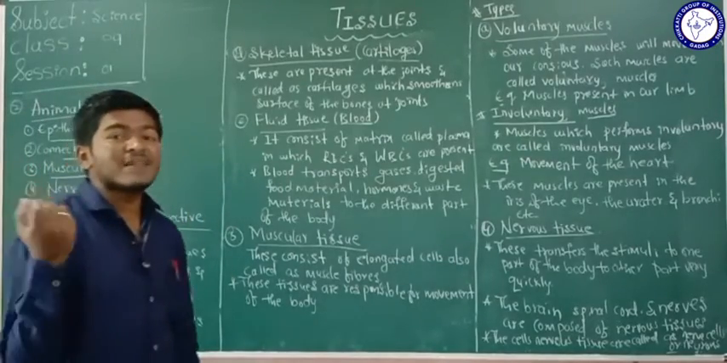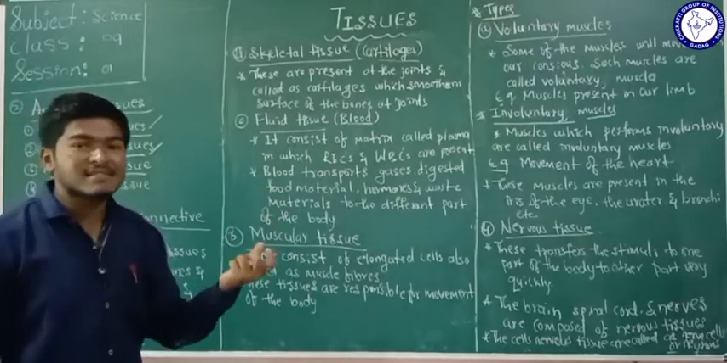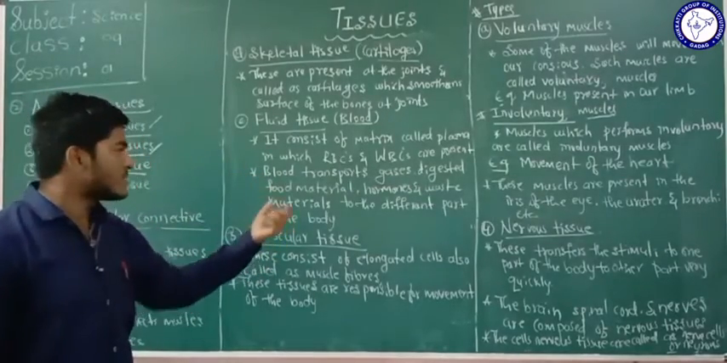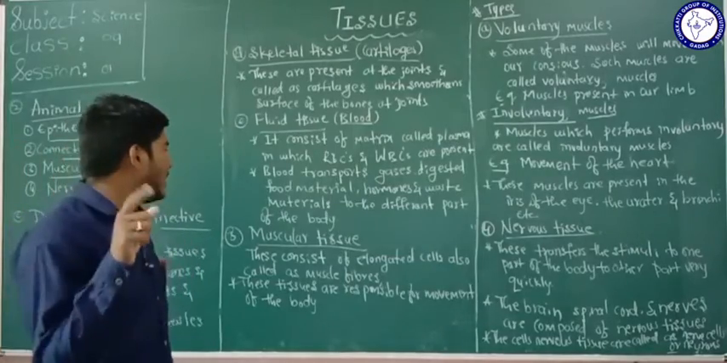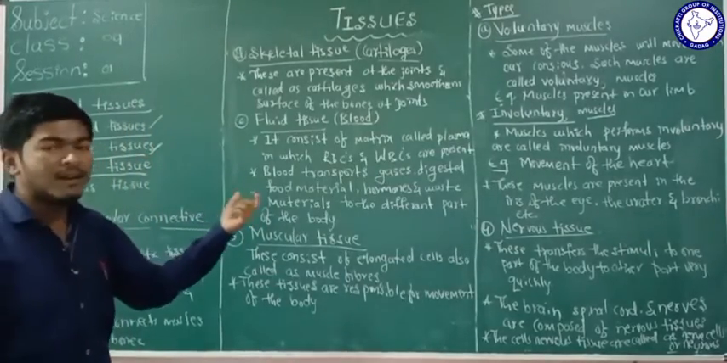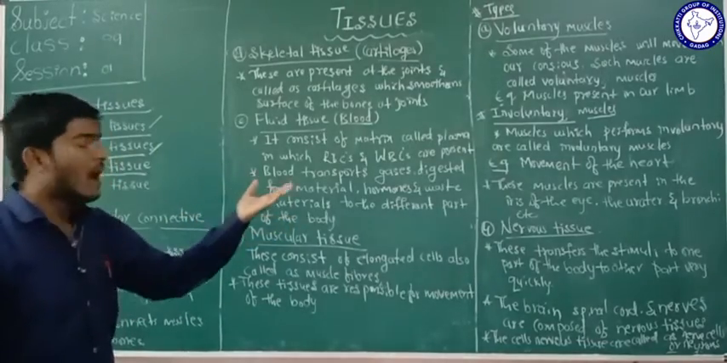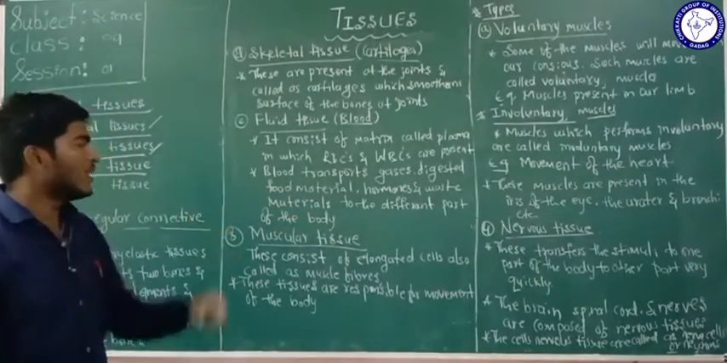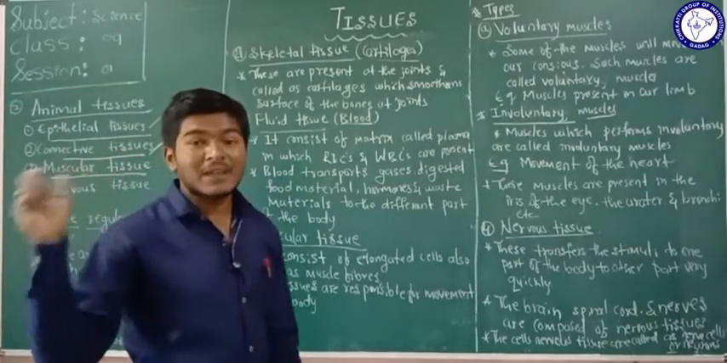What is the function of the blood? As I told already, the blood transports gases, digested food materials, hormones and waste materials to the different parts of the body. This is all about the types of the connective tissues.